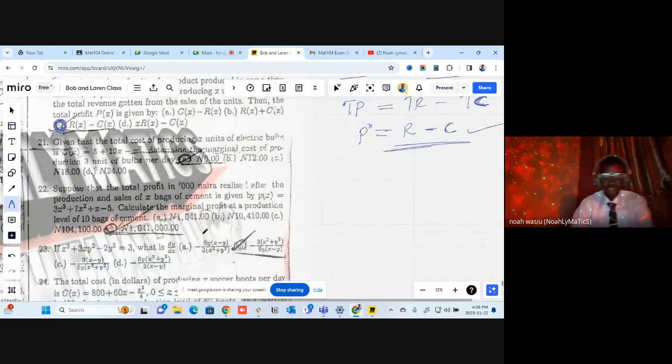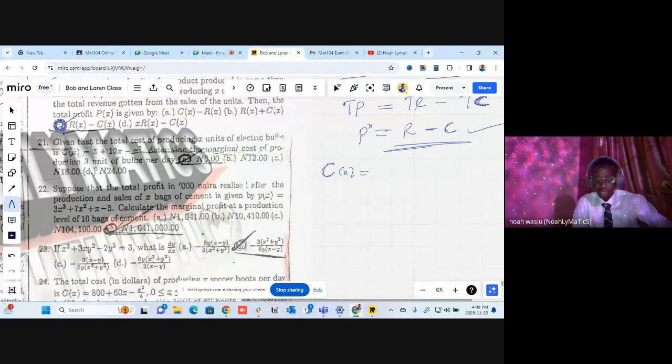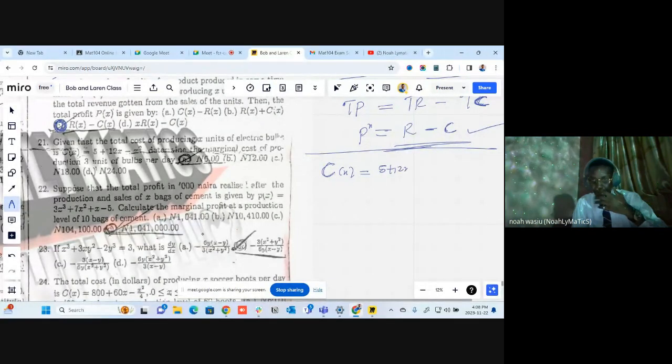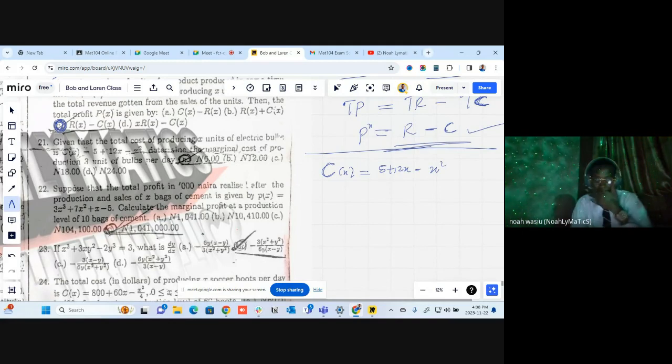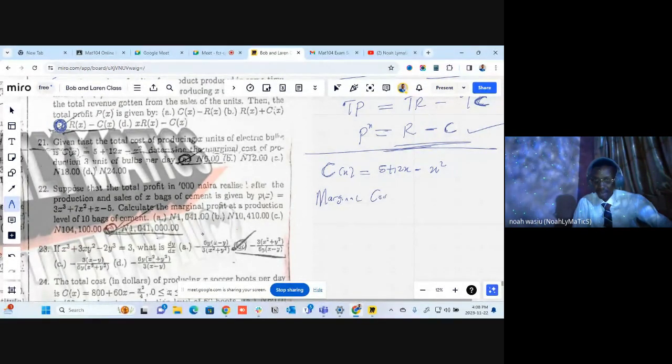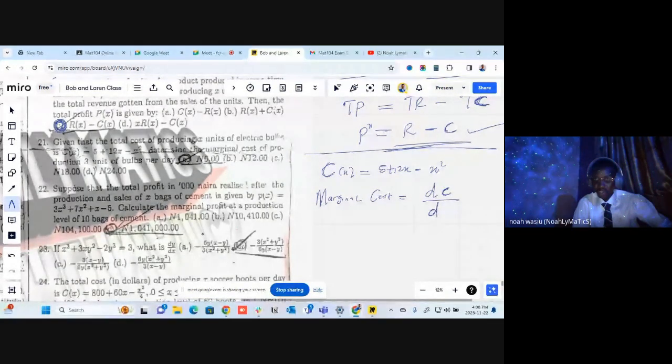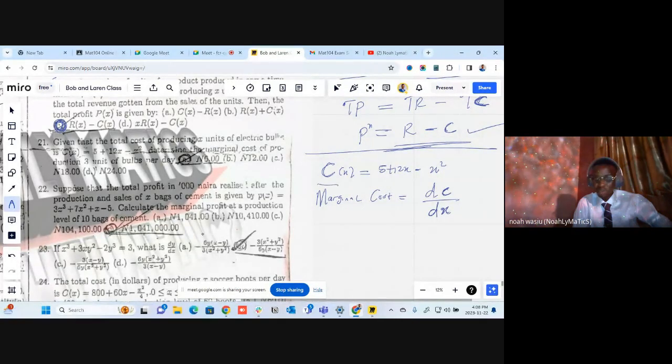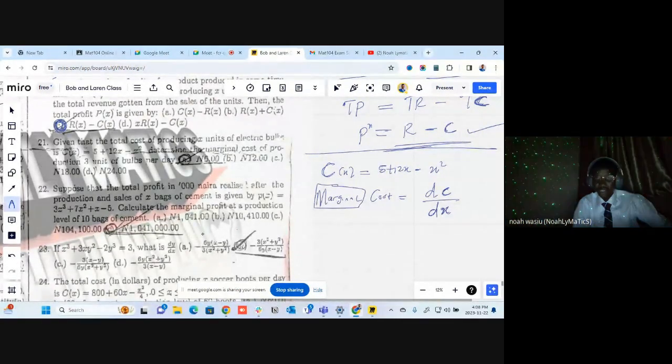Let's check number 21. Given that we have our total cost function to be equal to 5 plus 12x, then minus x squared. Determine the marginal cost. When they say marginal cost, I think that was the first thing I explained in this class. Anytime you hear marginal cost, it simply implies differentiate that cost with respect to the variable given to you, which is x. Anytime you hear the word marginal, just differentiate. So that means I want to differentiate this C of x now. That will give me my marginal cost.